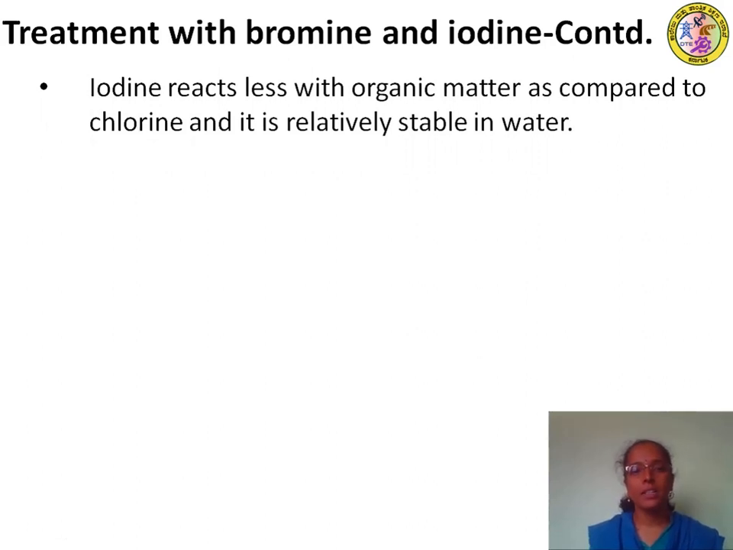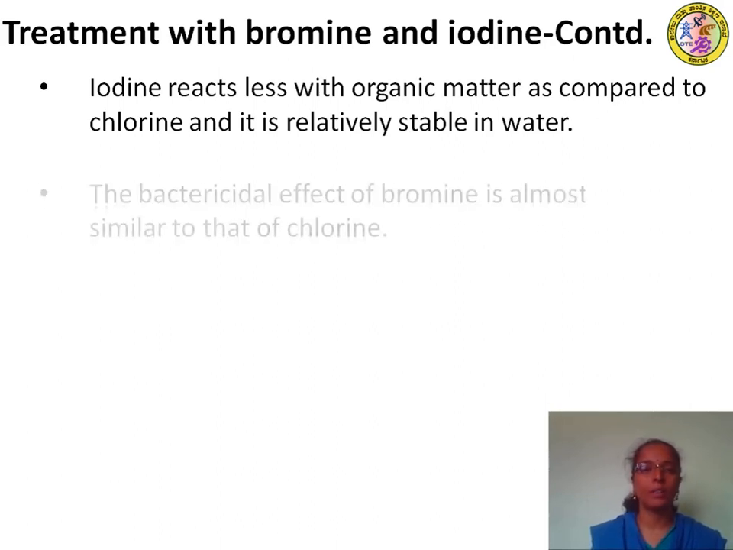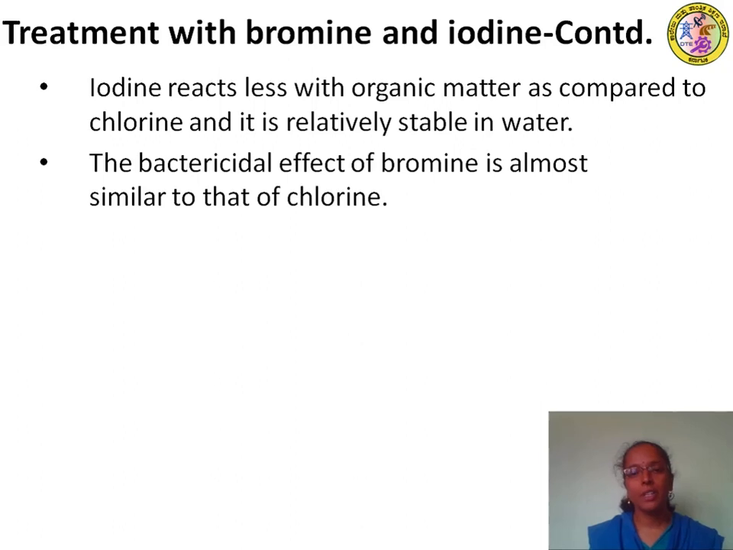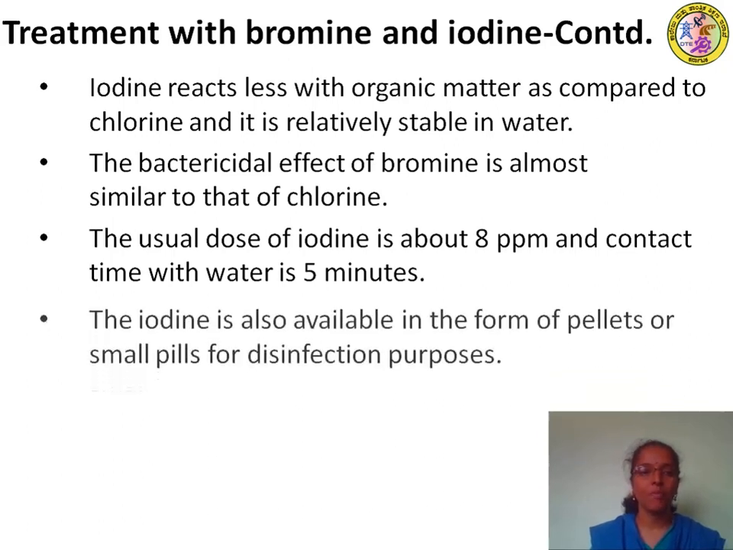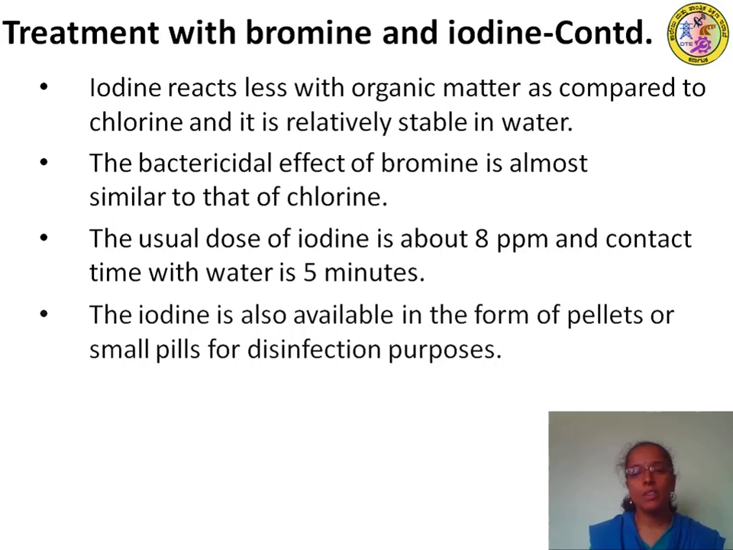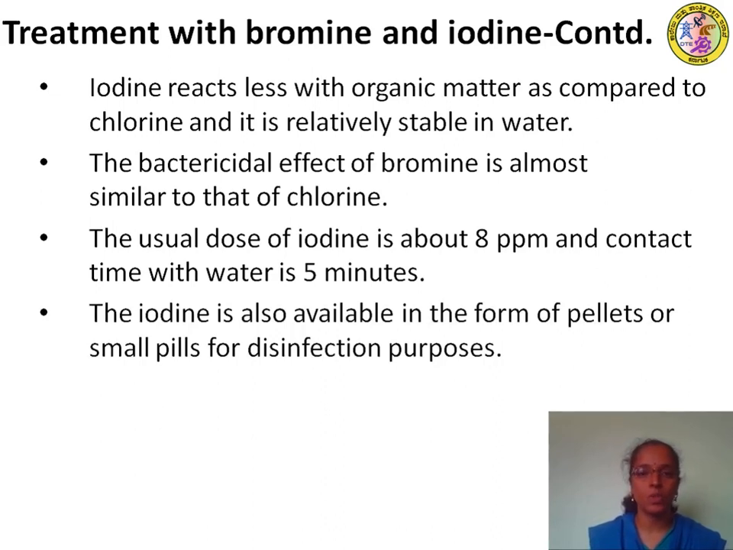Iodine reacts less with organic matter as compared to chlorine, and it is relatively stable in water. The bactericidal effect of bromine is almost similar to that of chlorine. The usual dosage of iodine or bromine is about 8 ppm and its contact period is about 5 minutes. Iodine is available in the form of pellets or small pills so that we can directly use it in the disinfection process.